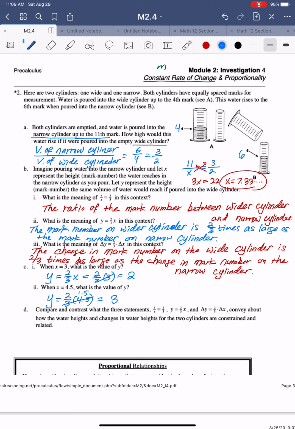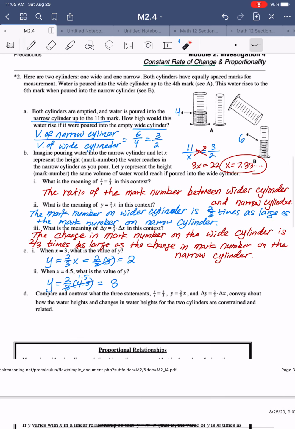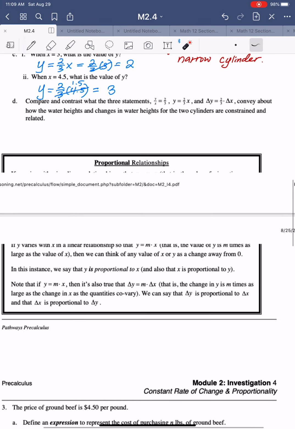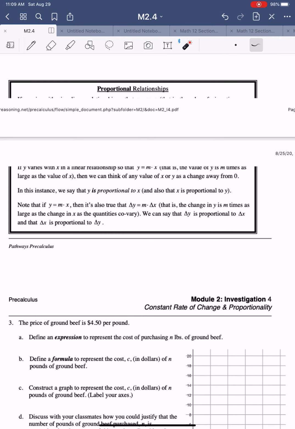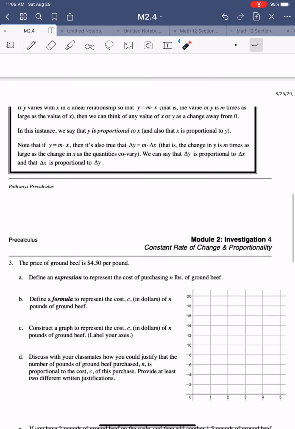So, actually the first 2 equations are the same as just a Mach number on the wider cylinder and then the narrow cylinder. The third equation has a delta, which means a change. So whatever change in the wider cylinder will be 2 times the change in the narrow cylinder. Okay, so that's a little bit of difference. Proportion means you have to compare. So proportion is actually about the changes.